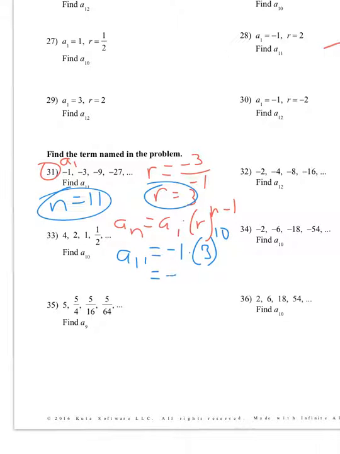And so I'm going to take negative 1, and if you do 3 to the 10th on your calculator, you should get 59,049. And then I need to multiply that by negative 1, so it's negative 59,049. That is my 11th term in that sequence.